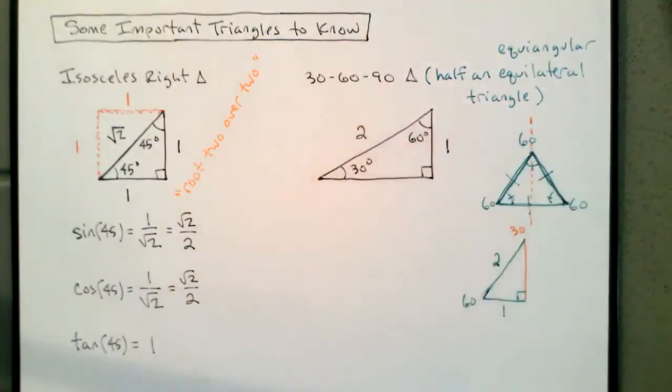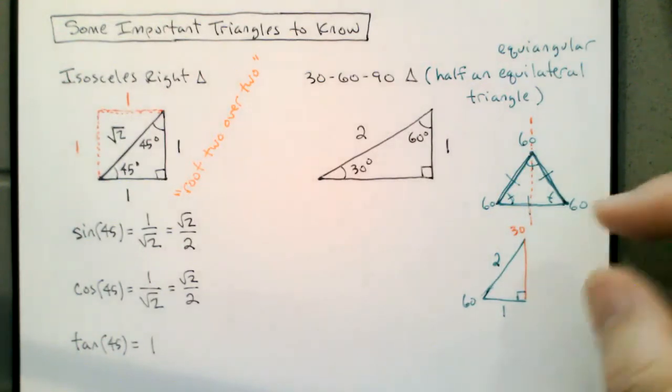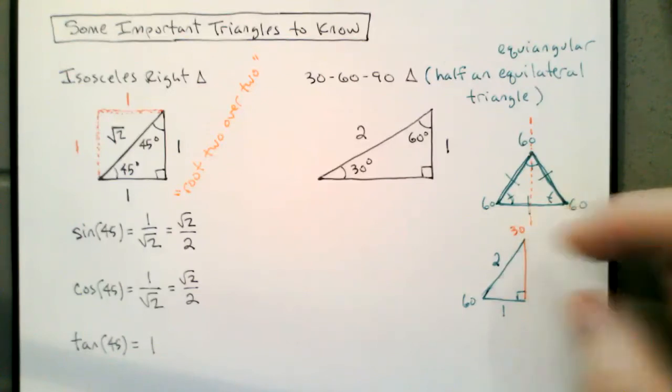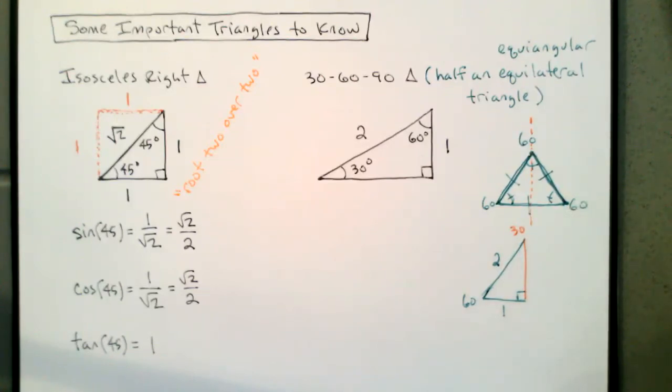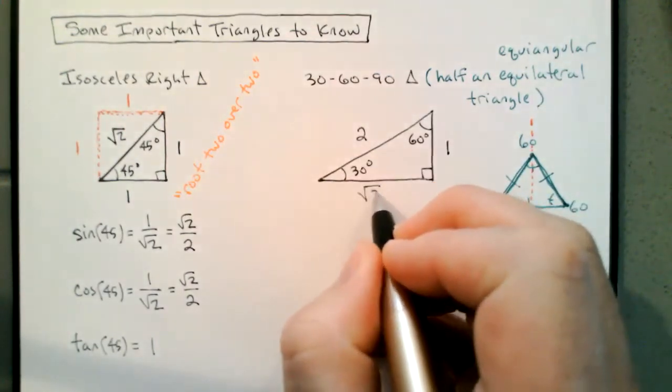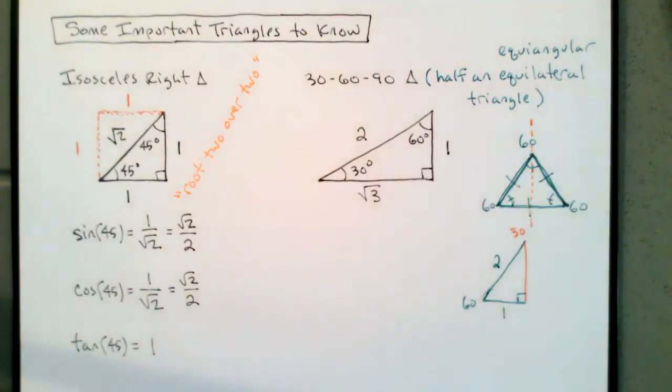So we can use the Pythagorean theorem to find out what the third side is, the height of the triangle. So we'll take the square root of 2 squared minus 1 squared. We'll get the square root of 3. We now have opposite, adjacent, and hypotenuse, so we can calculate sine, cosine, and tangent of 30 degrees and 60 degrees.